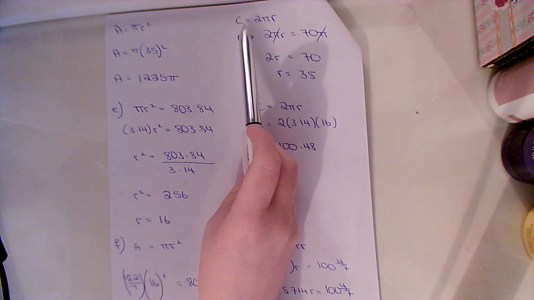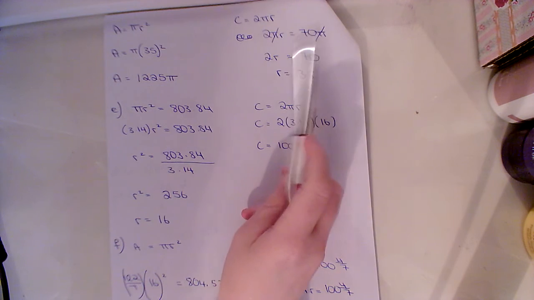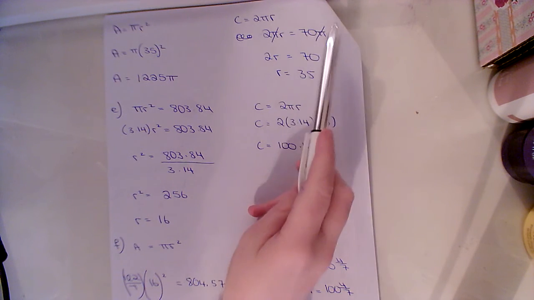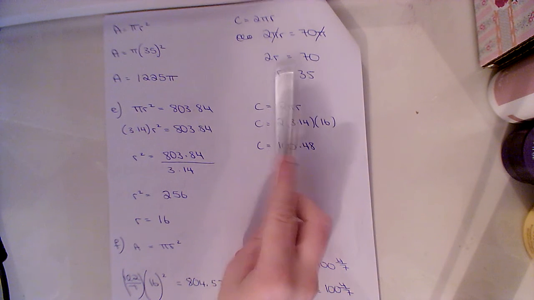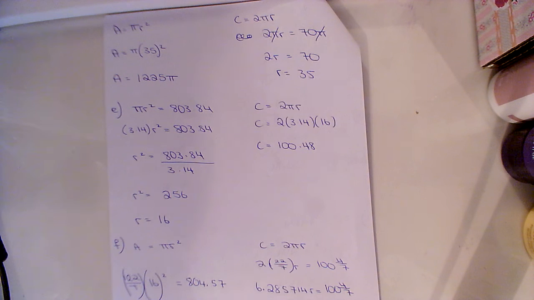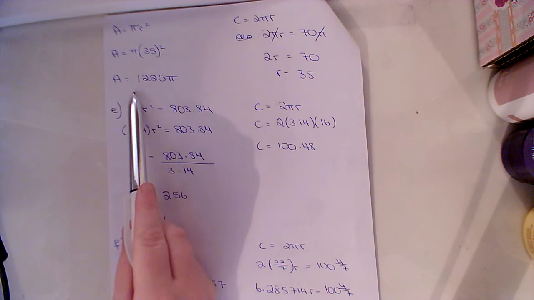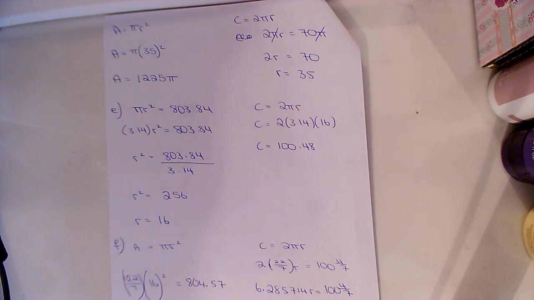So I have circumference is equal to 2 pi r, and I have 2 pi r is equal to 70 pi. I can divide across by pi, and I have 2r is equal to 70, and then I get r is equal to 35 because I divide 70 by 2. That gives me enough information then to go on to find my area. My area is equal to pi r squared. So area is equal to pi bracket 35 to be squared, and I get my area is 1225 pi.